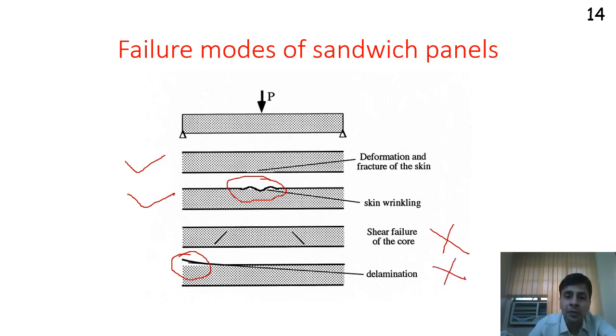So if I do these tests and I find out that my failure was due to this mode or this mode, then the strength prediction from my test is not accurate, because the expressions for maximum stress have been derived by neglecting shear.